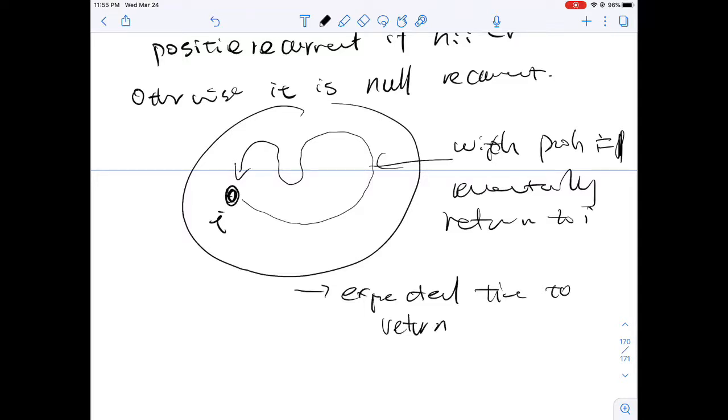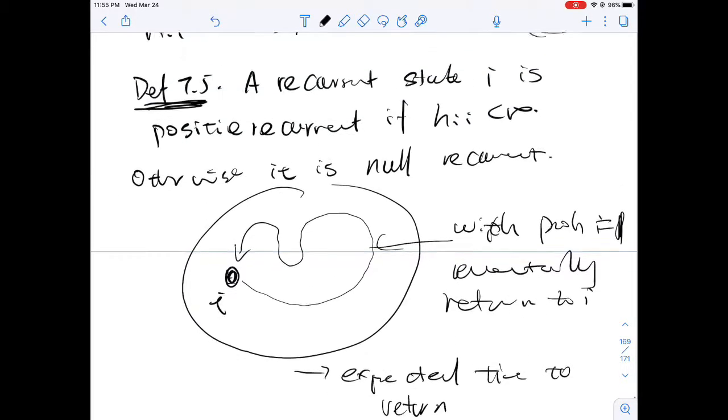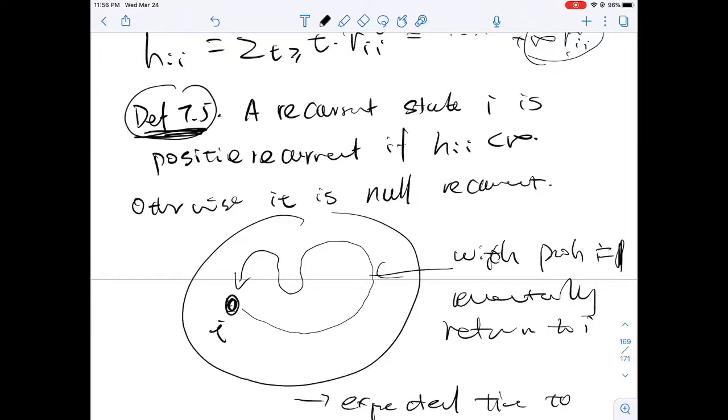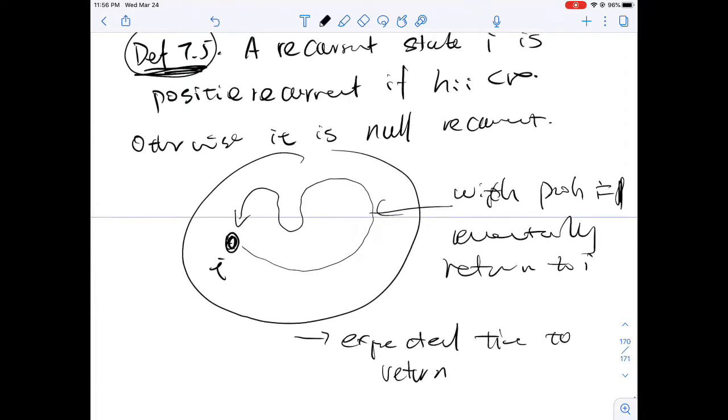One would probably think that, because with probability 1 I'm going to eventually return, the expected time to return is always a finite number. This definition at least hints that maybe that's not true. There could exist a situation where the expected time to return is infinite. We will eventually return, but the expected time we wait until we return is infinite. In this case, it's called non-recurrent. Only if the return time is finite do we call this state positive recurrent.